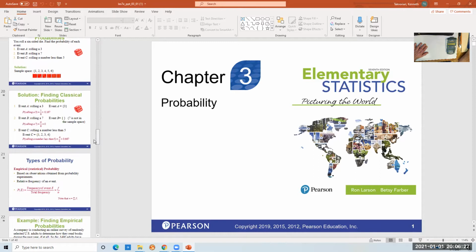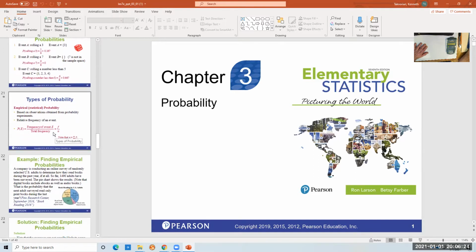Let's distinguish that from the empirical or statistical probability, which is based upon observations obtained from probability experiments and the relative frequency of an event. Very similar formula. Probability of an event is equal to the frequency of the event, F, divided by the total frequency, N.